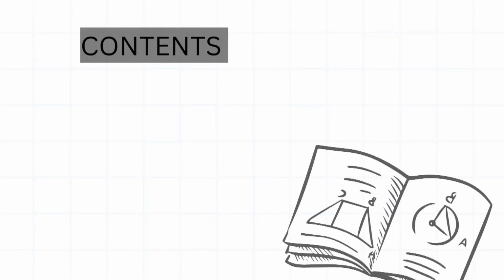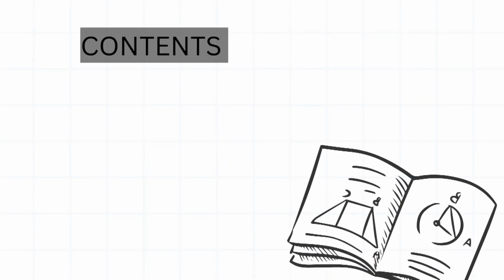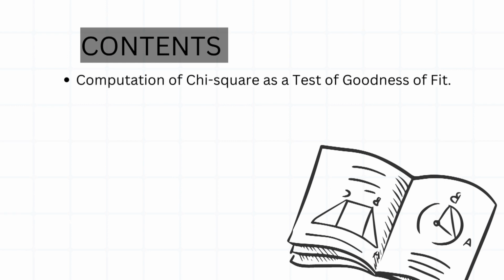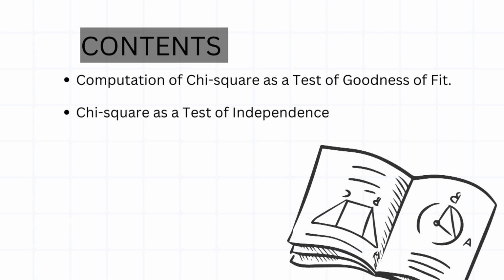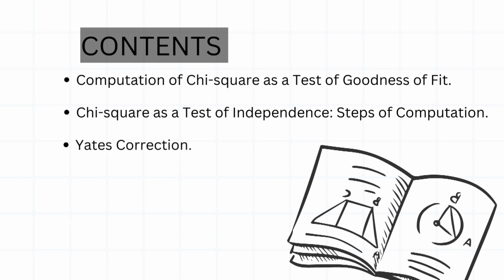So, let us begin to understand the computation method of chi square. Computation of chi square as a test of goodness of fit. We will try to understand the different steps involved in computation of chi square as a test of goodness of fit, as well as chi square as a test of independence, and we will also understand its correction.